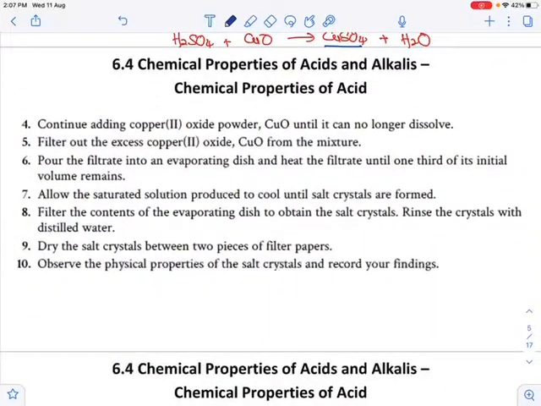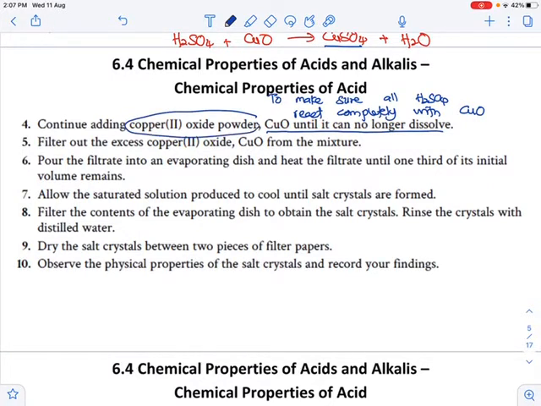Continue adding copper(II) oxide powder until it can no longer dissolve. What is the purpose of adding copper(II) oxide until it no longer dissolves? It is to make sure all the sulfuric acid reacts completely with copper(II) oxide. It means that the copper(II) oxide here is in excess.